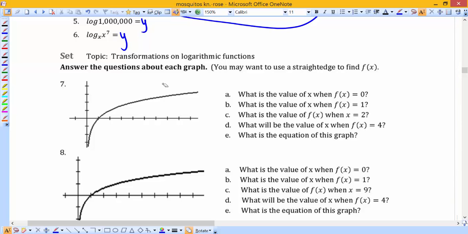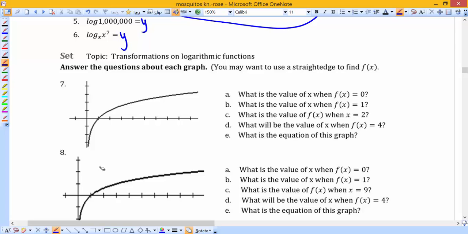Answer the questions about each graph. The reason it is asking you to use a straight edge is that you are going to be trying to find values that match with your x and your y axis. You can use your ID card as a straight edge. You just need to make sure your straight edge is parallel to the x-axis or the y-axis, whichever direction you are holding it. So I'm going to use a line when I'm doing this so you guys will see a straight edge.